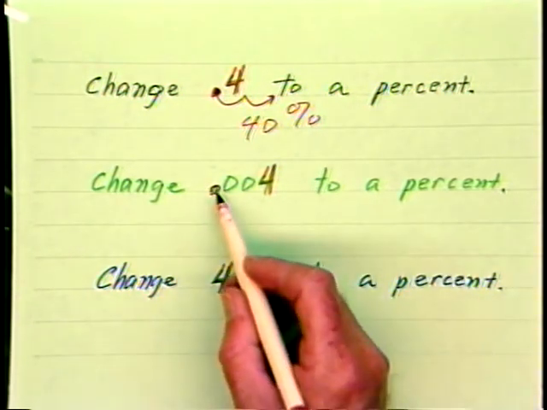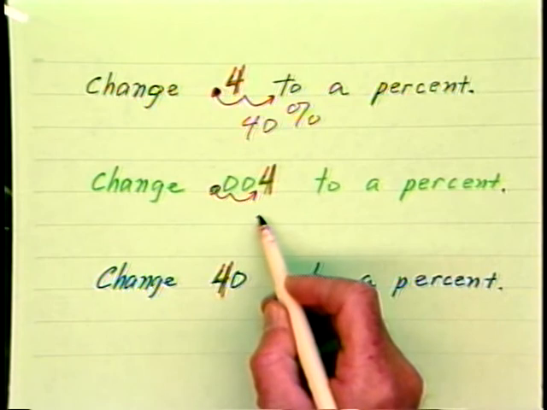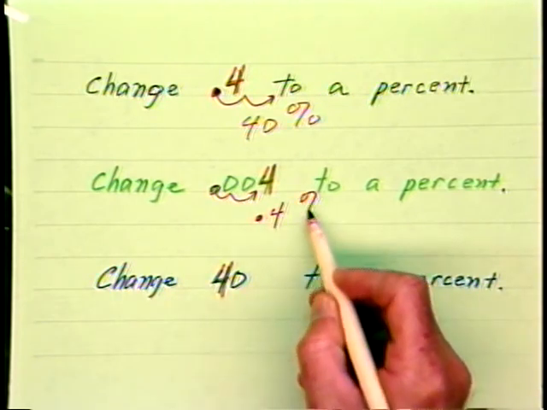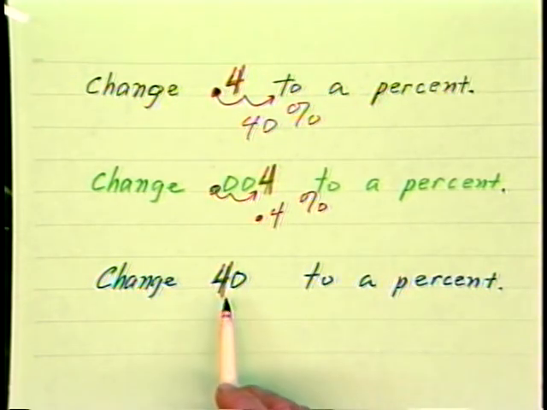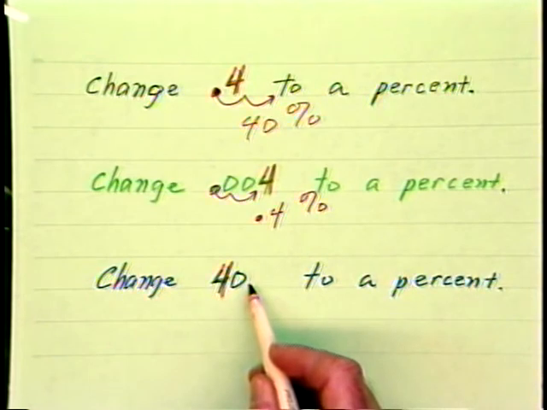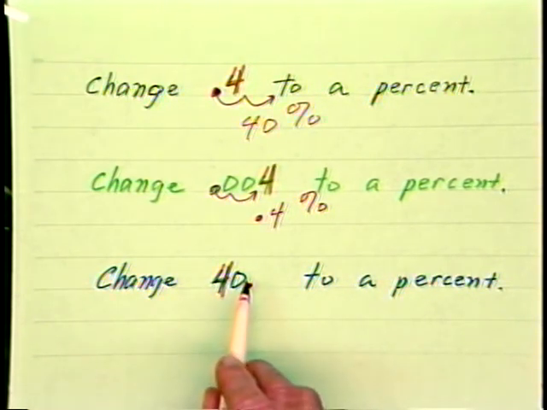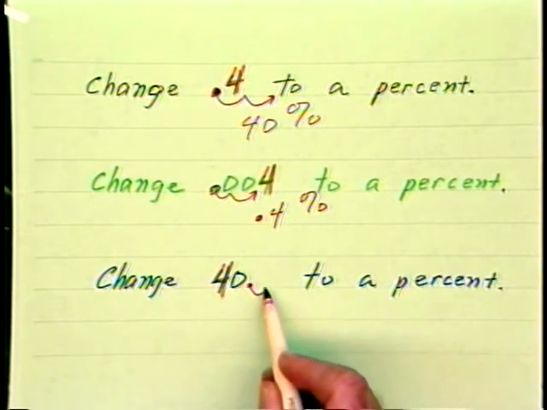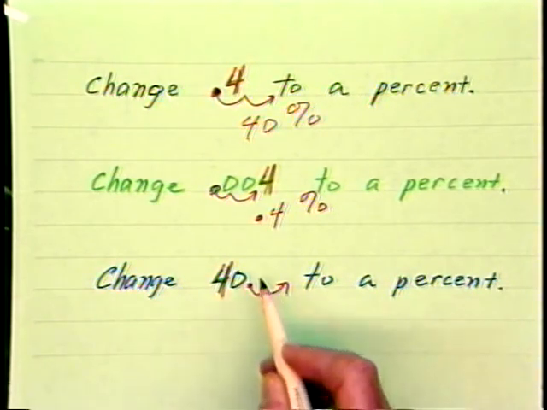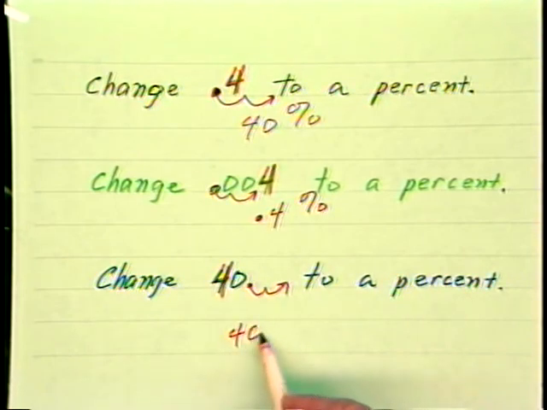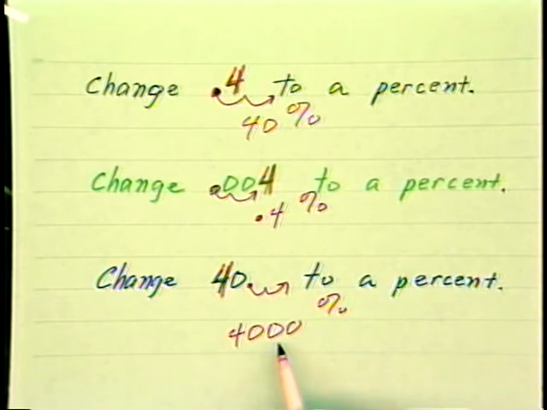This one, move it 2 places to the percent and stick on the percent. Here, move it 2 places to the percent, but I don't have anything to move. So we remind ourselves that with a whole number, the decimal point's always on the right end. Now, if we move it 2 places to the percent and fill in with placeholder zeros, 2 more in this case, we get 4,000%.